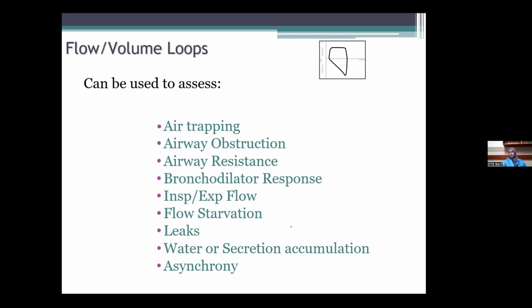What can be determined by it? We can see if the patient is trapping air or there is some airway obstruction, airway resistances, bronchodilator responses, increased expiratory flow, flow starvation, leaks, water or secretion accumulation, and asynchrony.